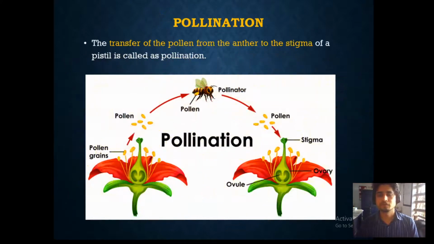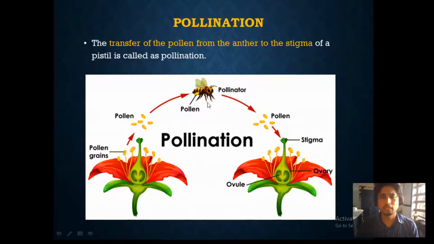So now we are going to see the pollination, and to define the pollination, the transfer of pollen from the anther to stigma of a pistil of a flower is called pollination. So this picture clearly represents, and you also have been studying the pollination. These pollen grains which are present on the anther, they are carried from one flower to another flower or in the same flower. So this is called pollination.